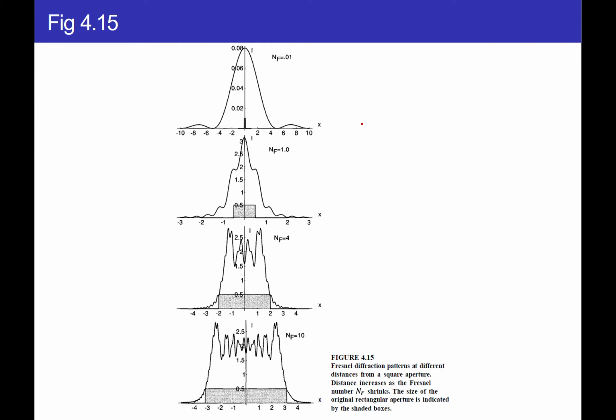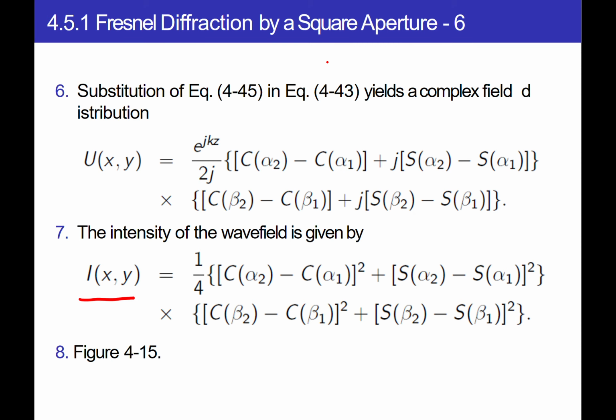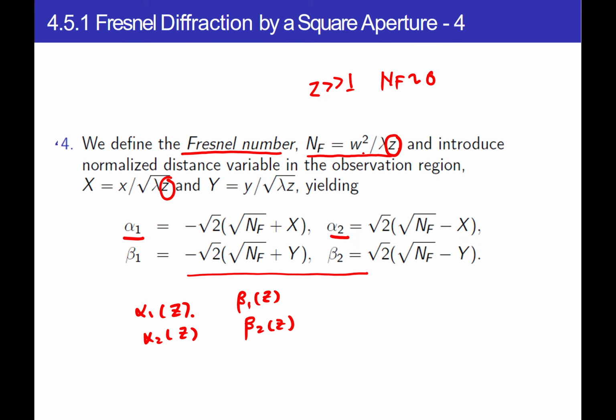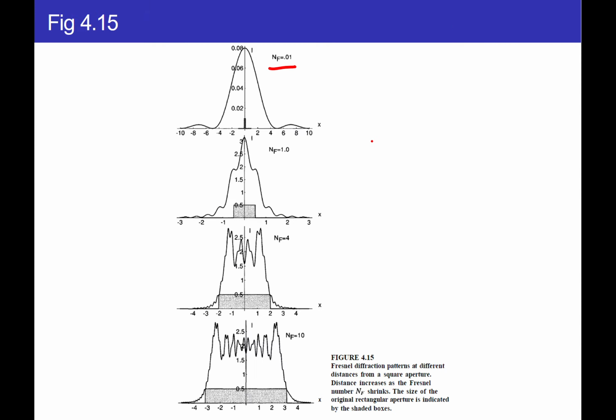So as a function of NF, or a function of z, note that NF is given by w squared over lambda z. So we have 0.01, 1, 4, 10. 0.01 is a small number, so that means z is far away from the screen. And then as NF increases, it's getting closer to the aperture.